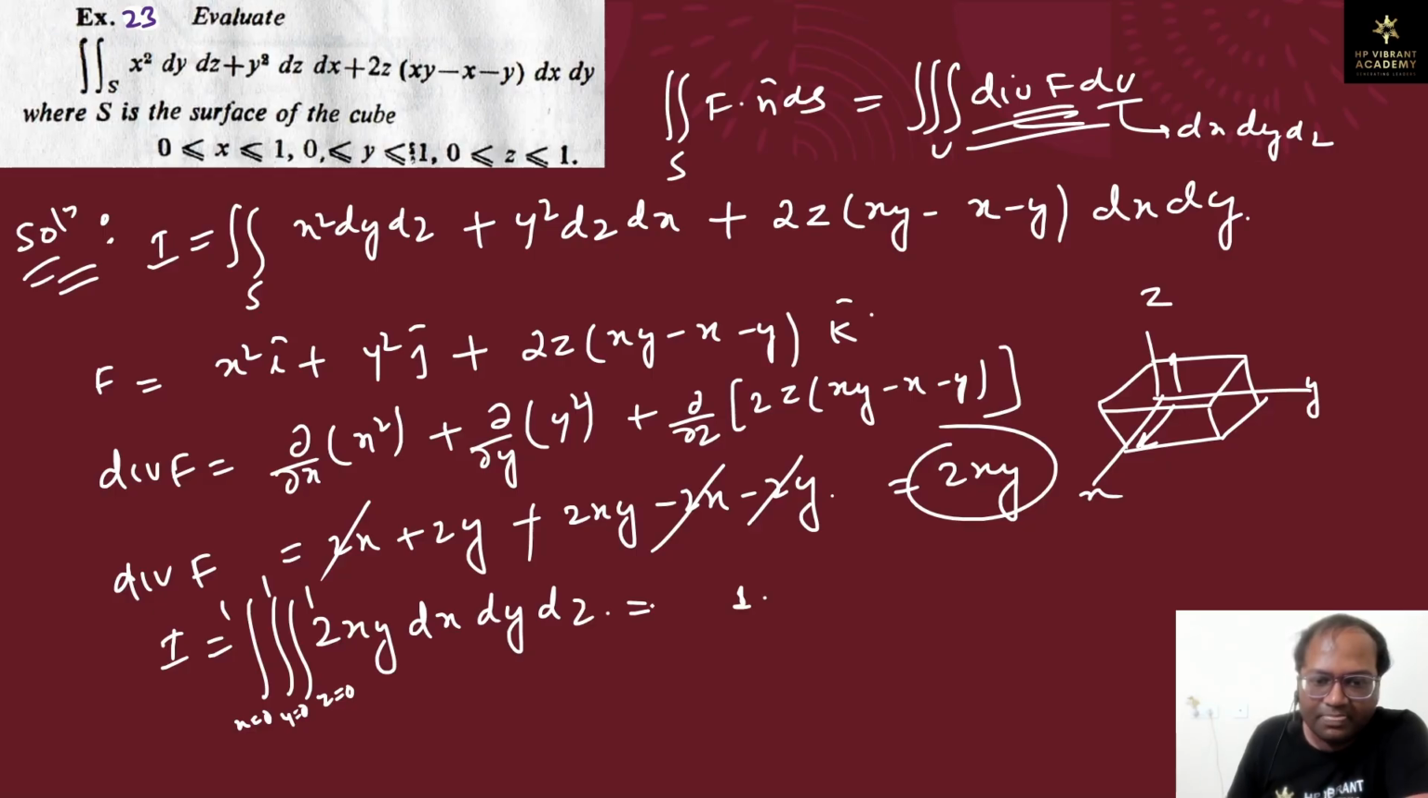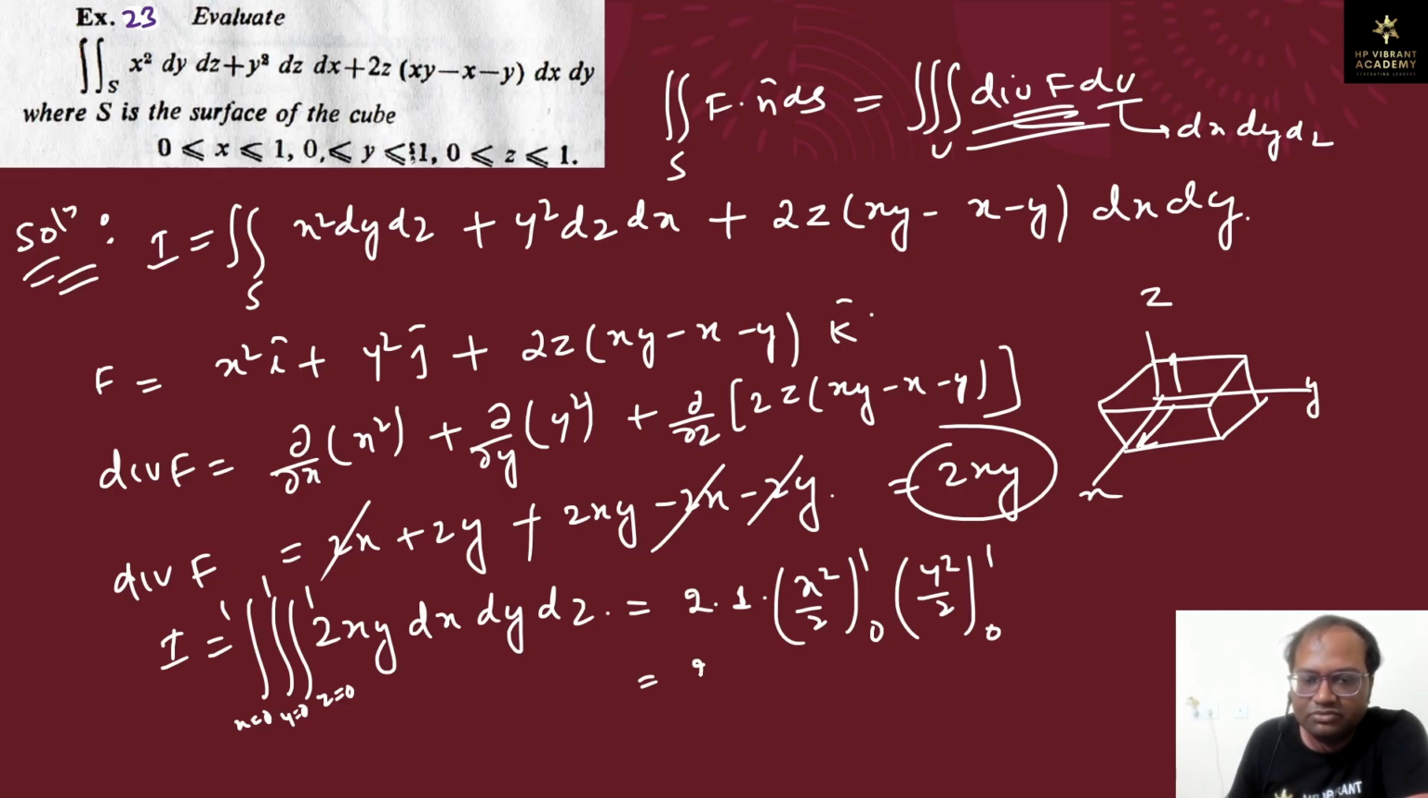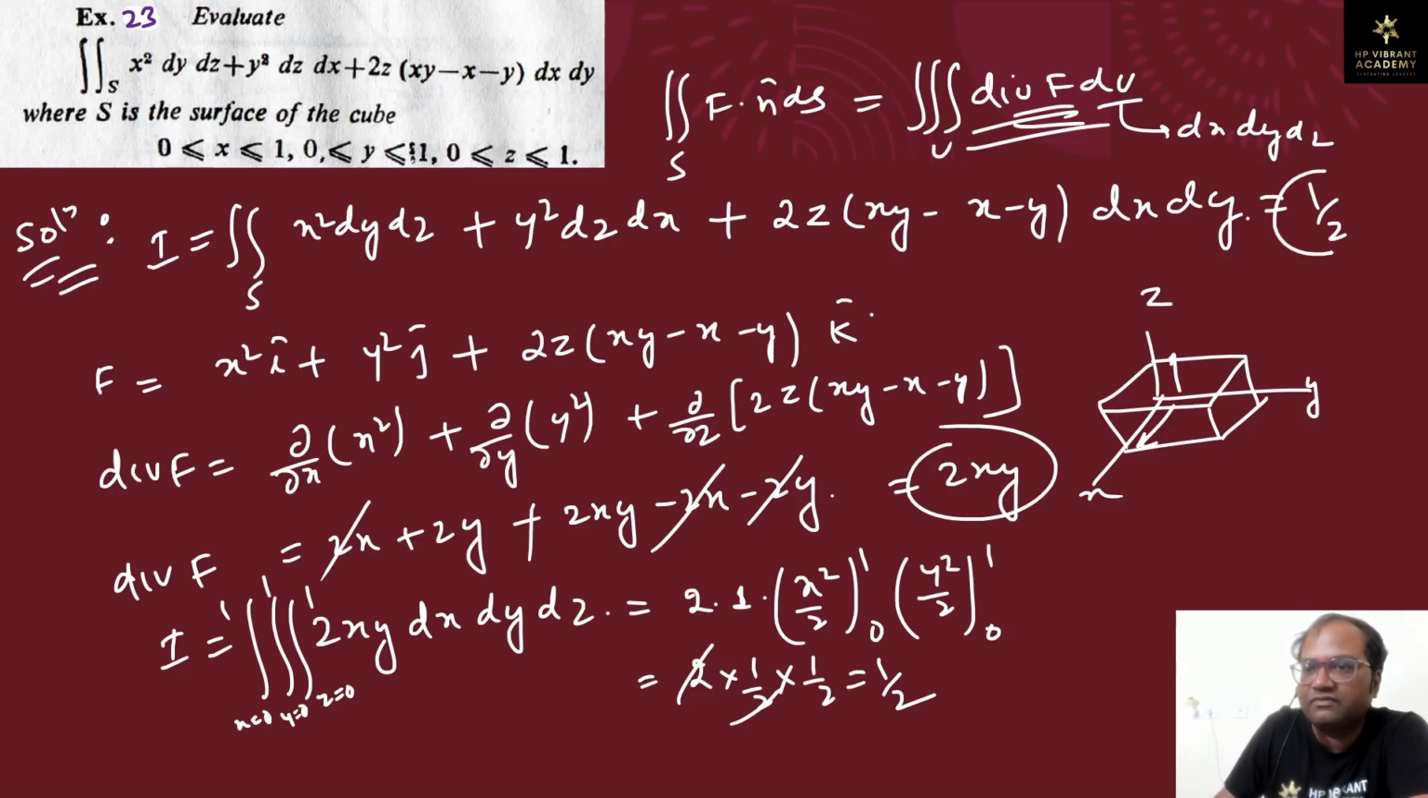Now we have 2 times of this, now we have x dx and y dy. So this is x square by 2, limit is 1 comma 0, and integration with respect to y, y square upon 2, limit is 1 and 0. So this is 2 into 1 upon 2 into 1 upon 2. This is nothing but half. So the value of this expression is nothing but half.